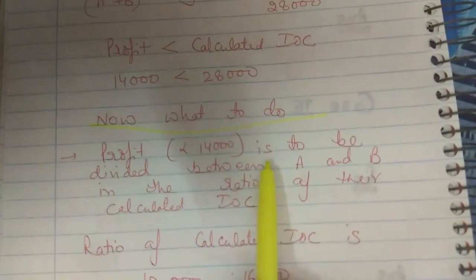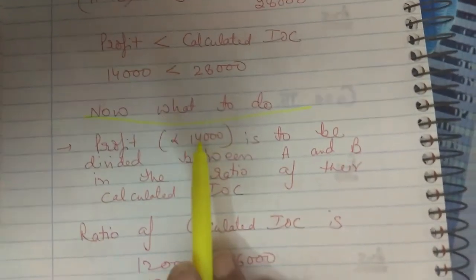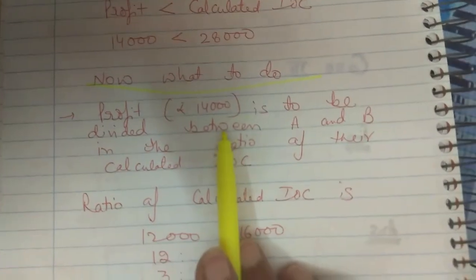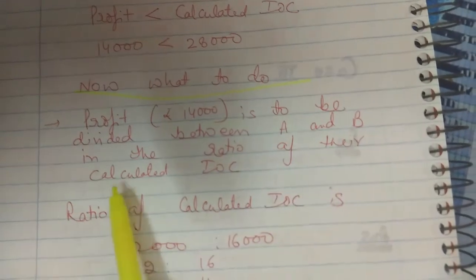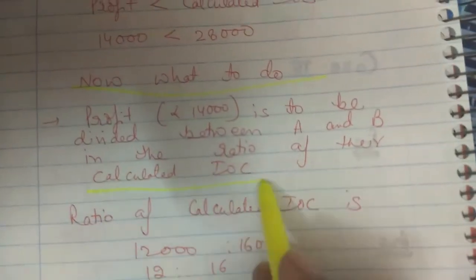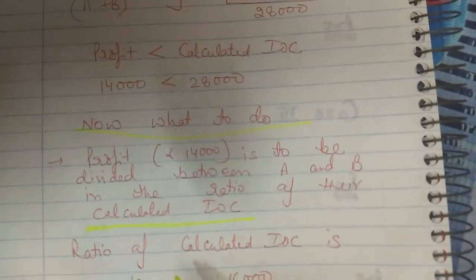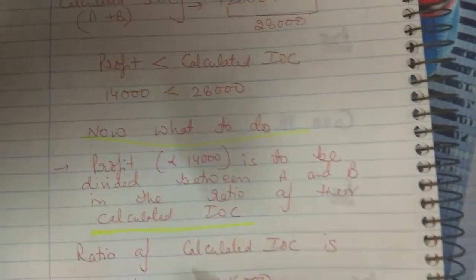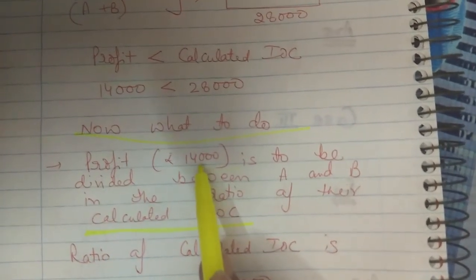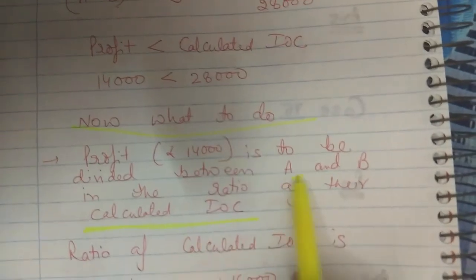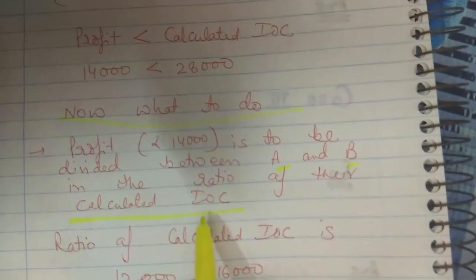Now as the profit is 14,000, the solution to this question is it is to be divided between A and B in the ratio of their calculated IOC. Keep it in mind, whenever the profit is insufficient to provide the full IOC, then in that case the profit is to be divided amongst the partners in the ratio of their IOC.